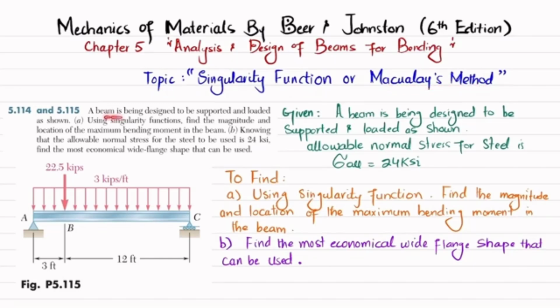The statement is: a beam is being designed to be supported and loaded as shown. Using singularity functions, find the magnitude and location of the maximum bending moment in the beam. And in part B, knowing that the allowable normal stress for the steel to be used is 24 ksi, find the most economical wide flange shape that can be used.